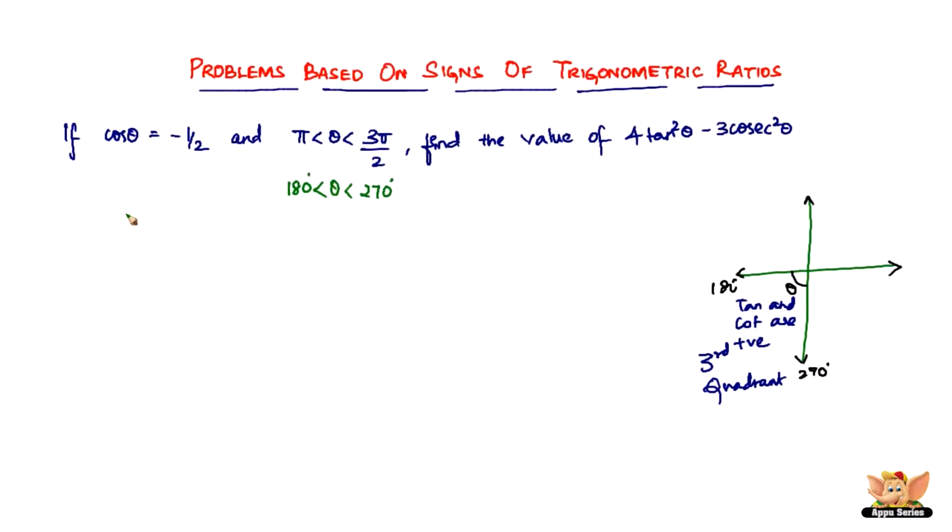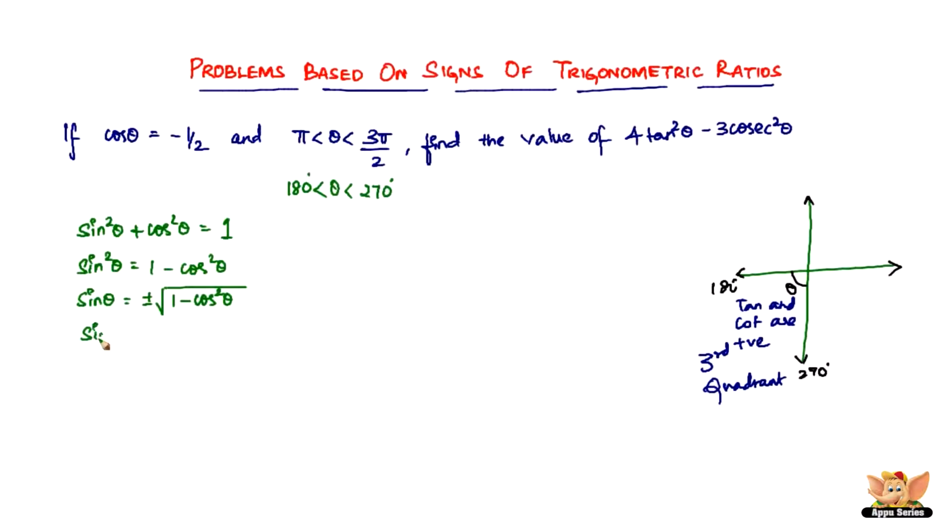Since we've got the value of cos theta, we can use the identity sine square theta plus cos square theta equals 1. Since we have to find sine theta, sine square theta equals 1 minus cos square theta. So sine theta equals plus or minus square root of 1 minus cos square theta. Do not forget this plus or minus. Now we are supposed to choose one of those. It is negative, because theta lies in the third quadrant and it belongs to tan and cot and not to sine.